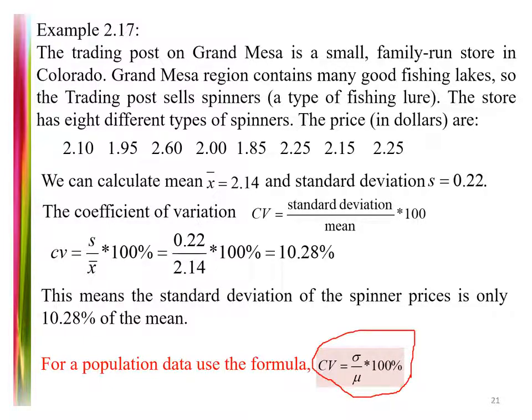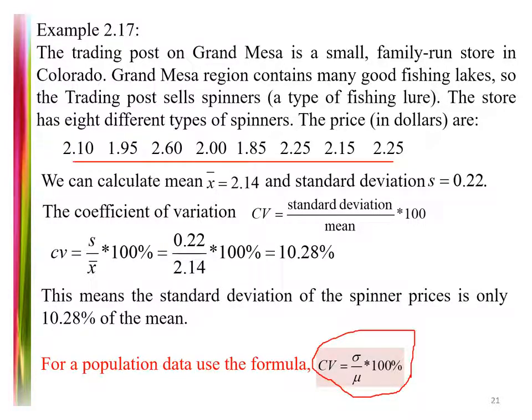All right, so this is a simple example. The Trading Post in Grand Mesa is a small family-run store in Colorado. The Grand Mesa region contains many good fishing lakes. So the store sells spinners, a type of fishing lure. The store has 8 different types of spinners. Here is the price in dollars.